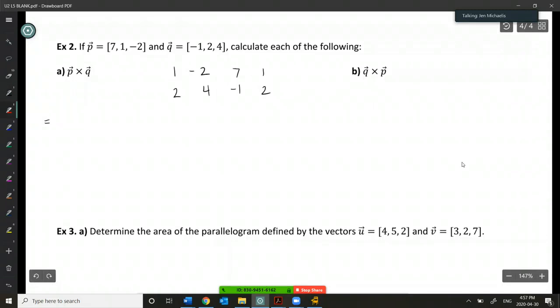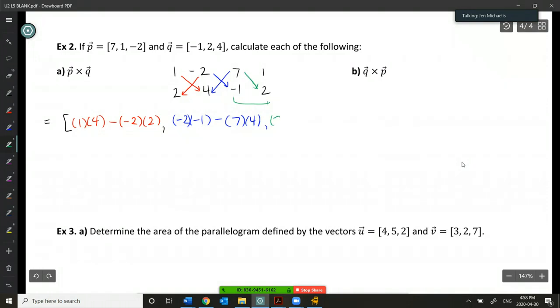Okay, so to do each of the components of the vectors, we're always going to go top left to bottom right, find the product there. So we'll do 1 times 4. And then you subtract the product from the top right to bottom left. So -2 times 2. And then we'll move on to the next section of vectors, these guys here. So you're going to do top left to bottom right, find the product, and then subtract top right to bottom left. And then the last block of vectors here, we're going to do top left to bottom right, subtract top right to bottom left.